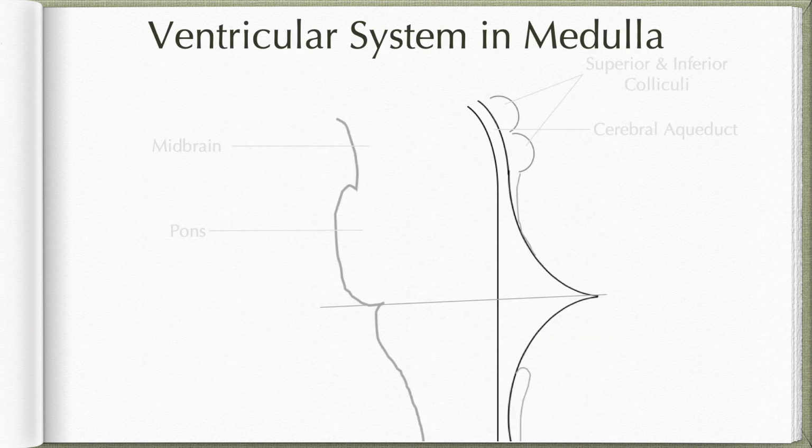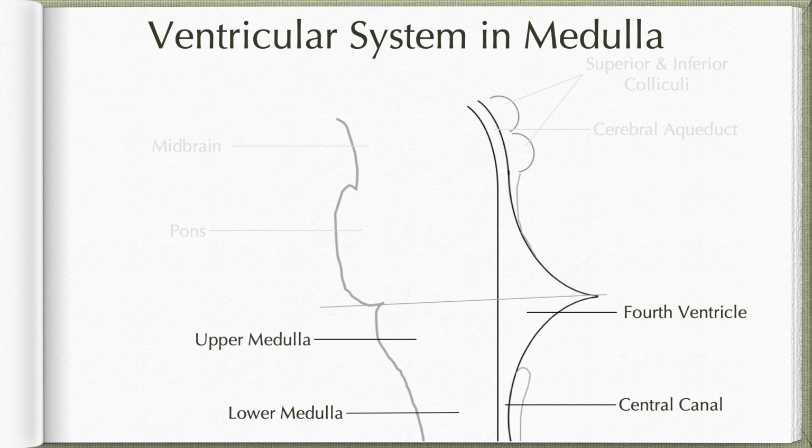Now coming to the ventricular system within the medulla, it is represented by both the central canal as well as part of the fourth ventricle. The central canal from the spinal cord continues into the lower half of the medulla. As it ascends, it shifts dorsally and opens into the cavity of the fourth ventricle in the upper medulla. So this lower part of the medulla containing the central canal is known as the closed part, and the upper part of the medulla related to the fourth ventricle is known as the open part.